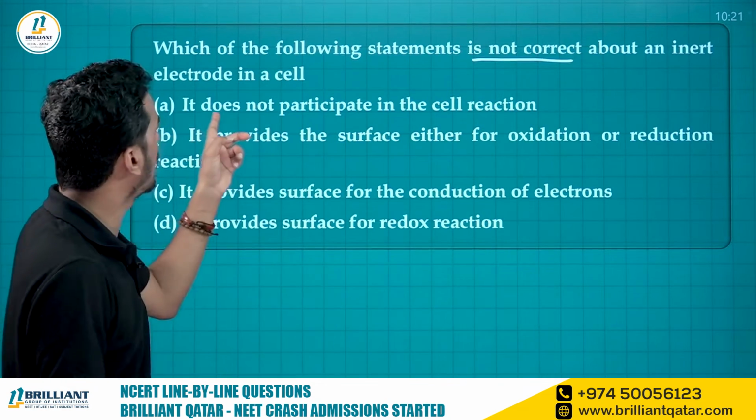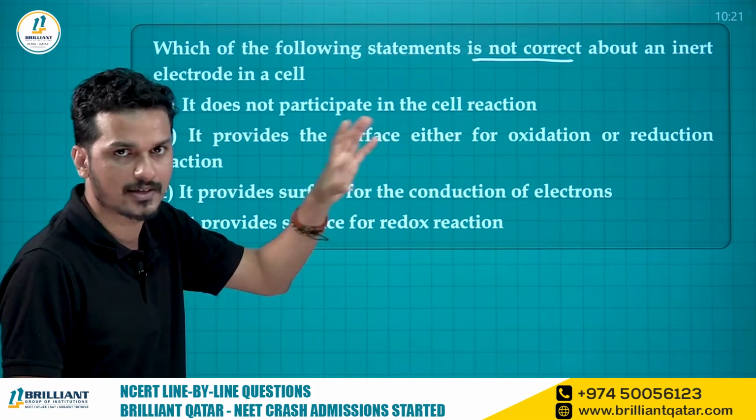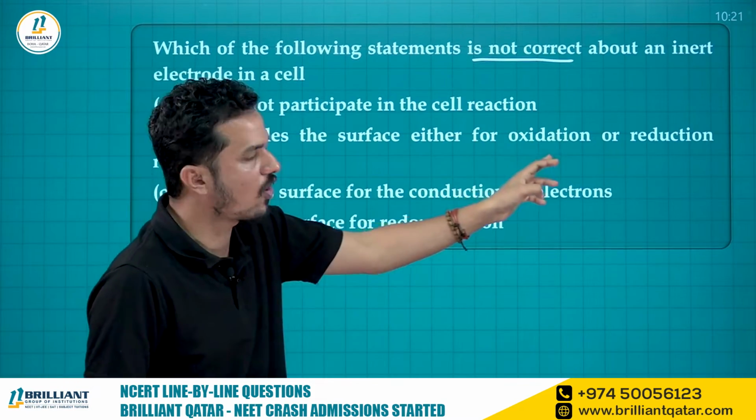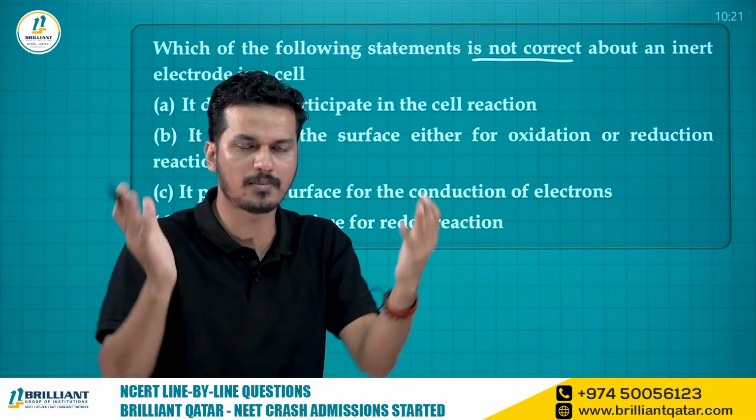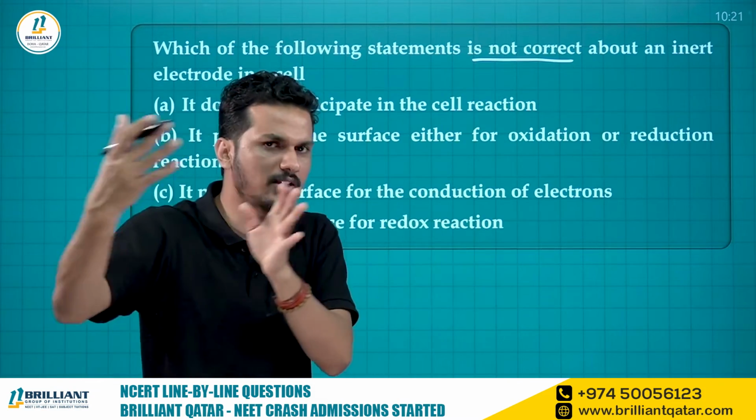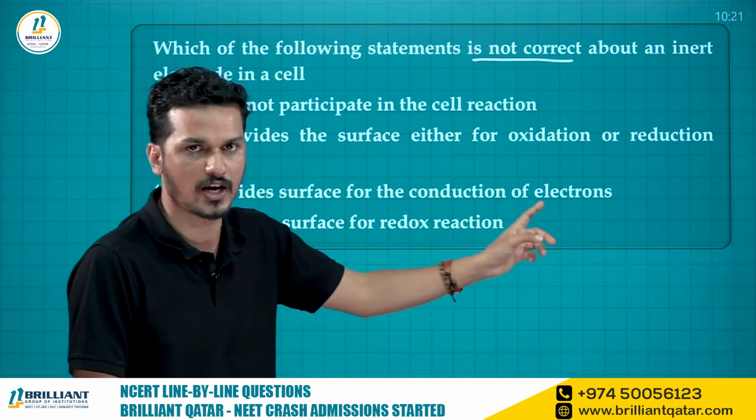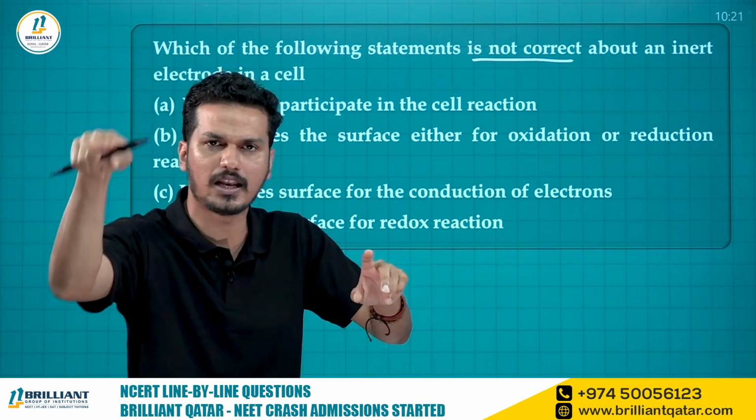An inert electrode does not participate in the cell reaction. That is correct, that's why they are called inert. And it provides the surface either for oxidation or reduction. That's also correct. In some cases it will undergo oxidation, in some cases it will provide a surface for reduction. It provides surface for the conduction of electrons. That is also correct, through that only the electron is flowing.